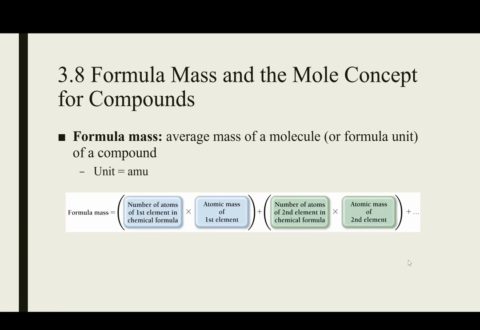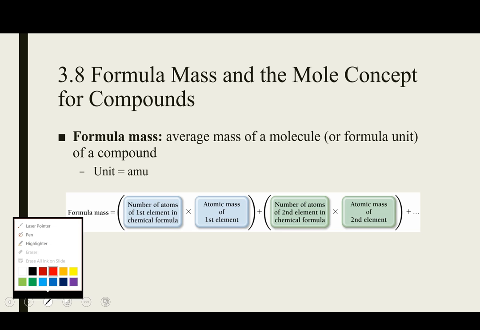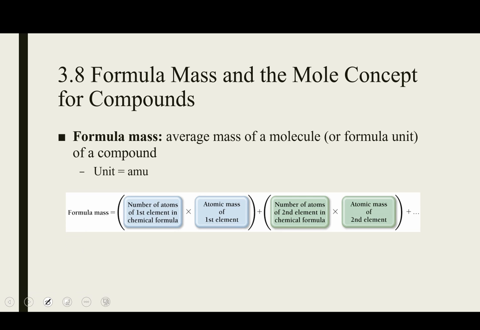Much like atomic mass is the average mass of an atom in AMU, that number on the periodic table is the average mass of the isotopes of the atoms in AMU. Formula mass is the average mass of a molecule or a formula unit of a compound. Molecule and formula unit basically mean the same thing. It's just called a molecule when it's two nonmetals, when it's covalent, and it's called a formula unit when it's an ionic compound, so that would be a metal plus a nonmetal.